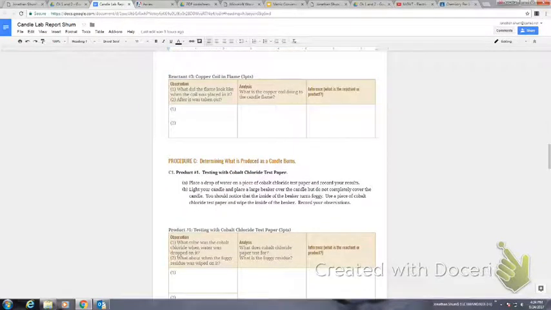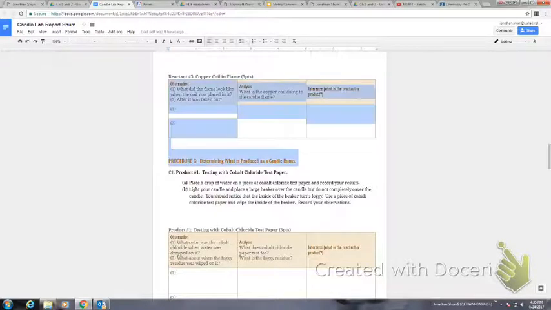The copper coil is interesting, actually. The copper coil proves a couple things. You should notice when you put the copper coil over the flame, it kind of died down, or it got smaller. What the copper coil does is it is conductive. It can conduct heat. And so when you put the copper coil around, we have heat being released, right?